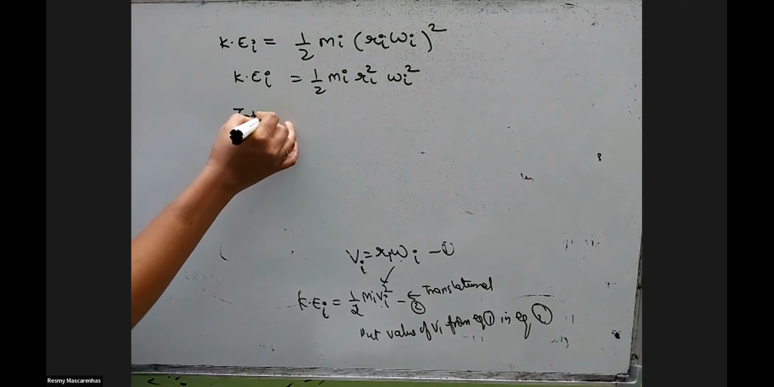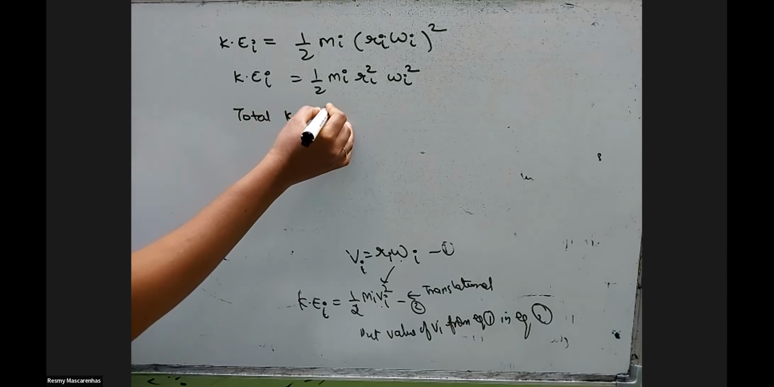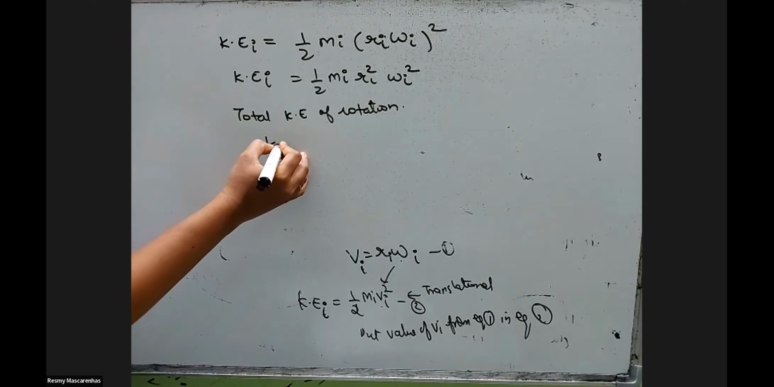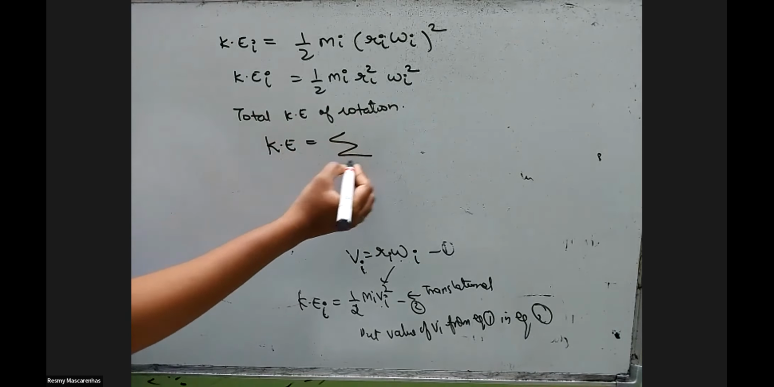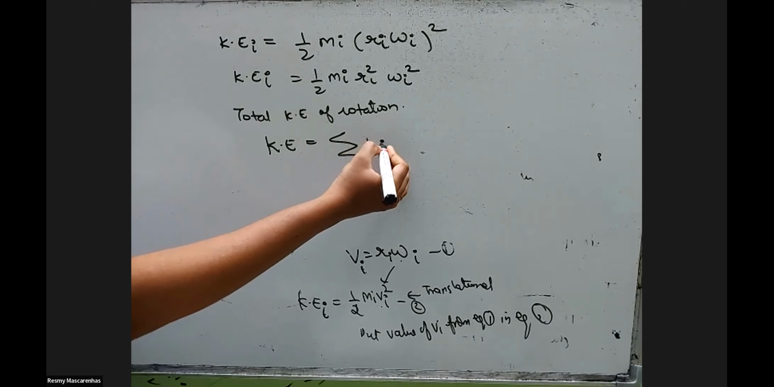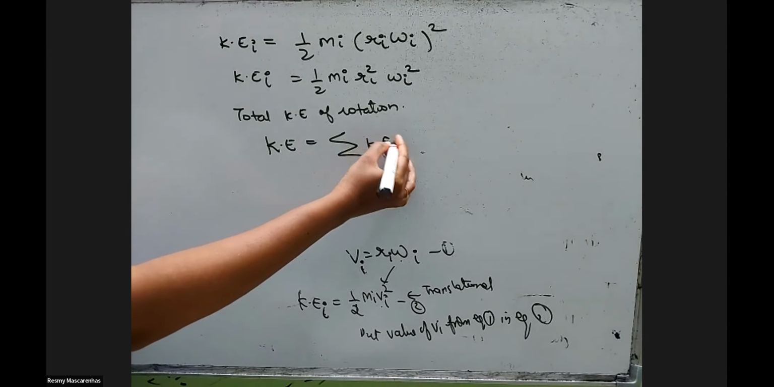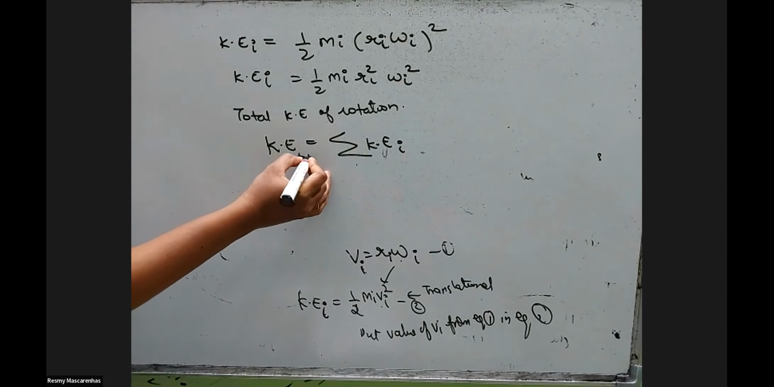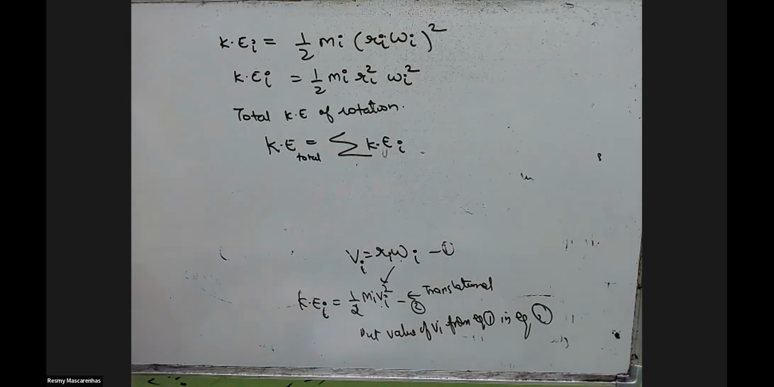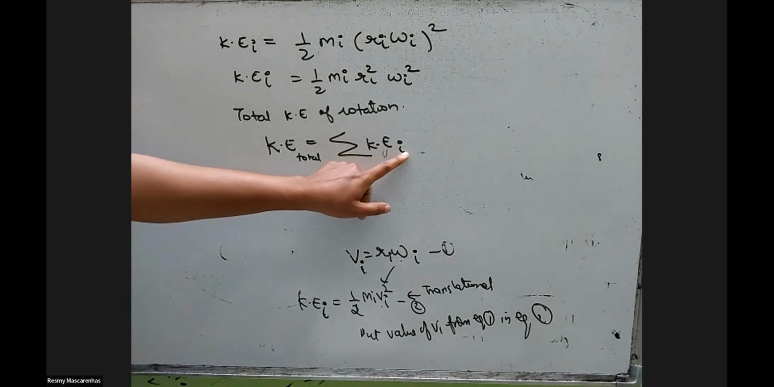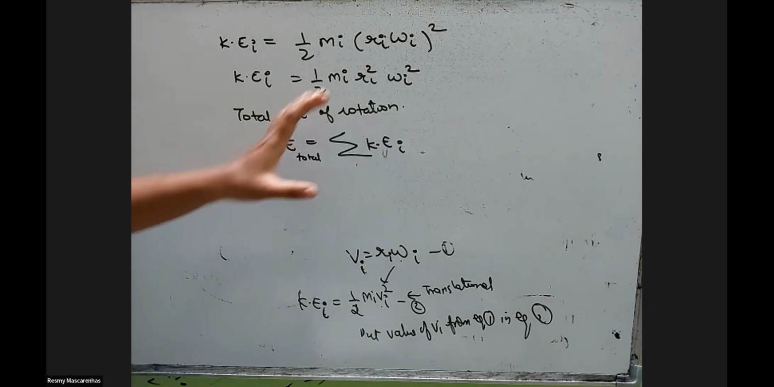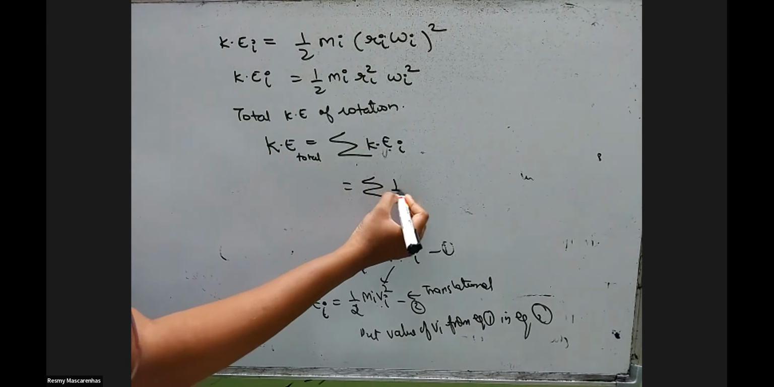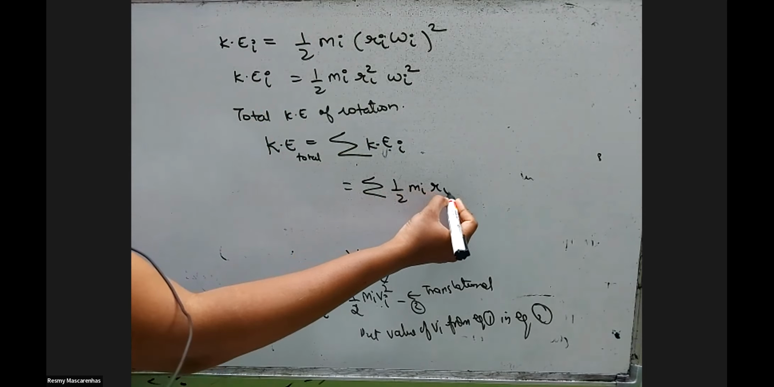The total kinetic energy: you can consider the summation of all these, all the small i's, you can add them up. This is the total of all this. Okay, if we add all the summation, you'll get the total kinetic energy of the whole body. So just put it here, half Mi Ri square.